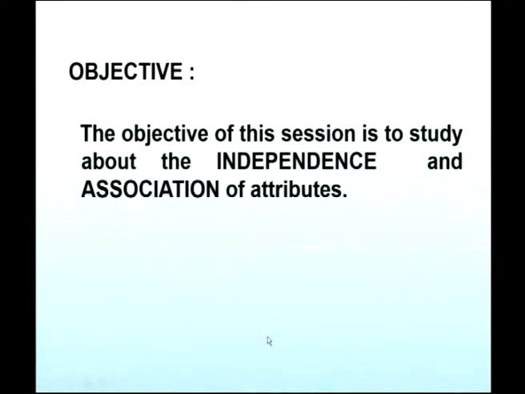Welcome to UGC lecture series. In this subject Statistical Methods 2, and in this session 3, we are going to study about independence and association of attributes. So, the objective of this session is to study about the independence and association of attributes.